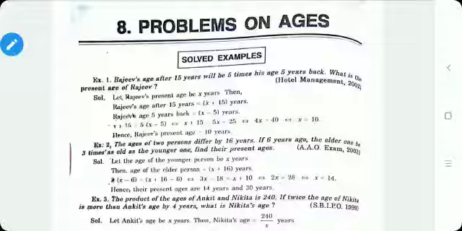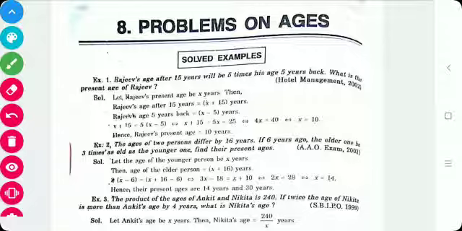Dear students, in the last section we have seen the problems on HCF and LCM. In this section we will see the problems on ages. So the first problem is: Rajiv's age after 15 years will be 5 times his age 5 years back. So what is the present age of Rajiv?